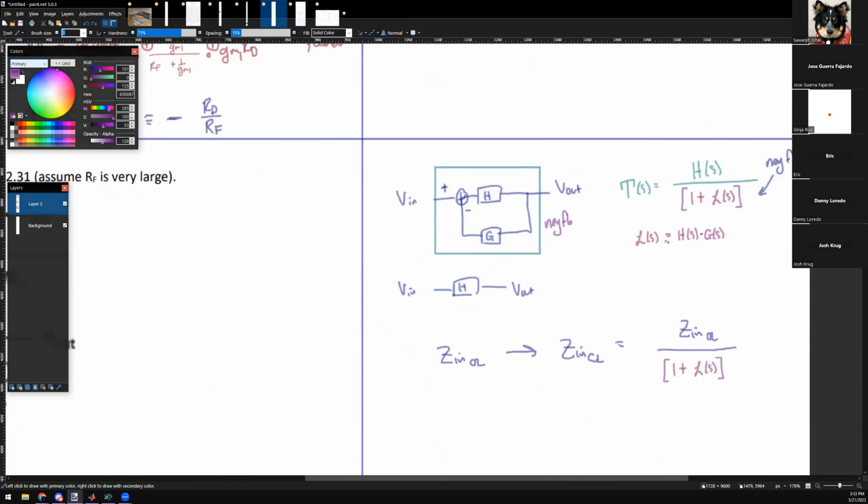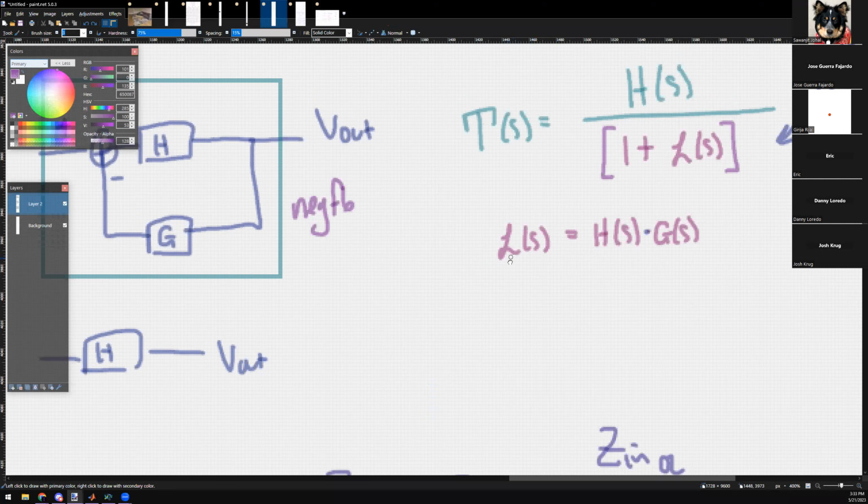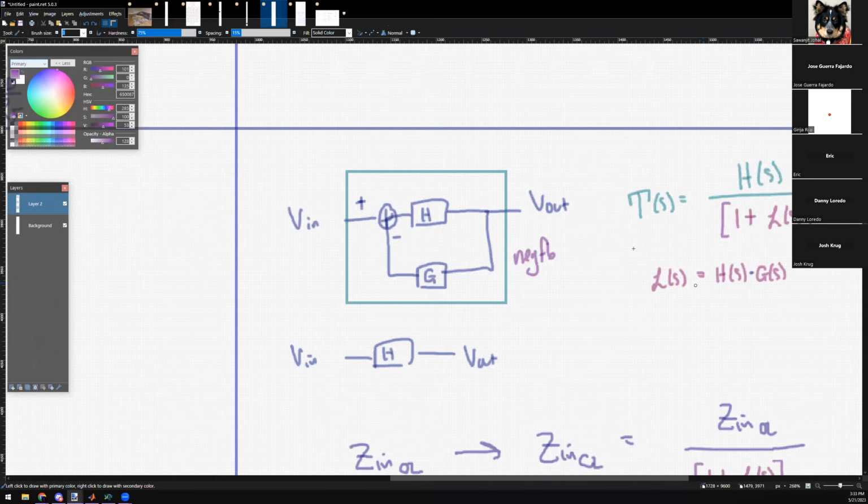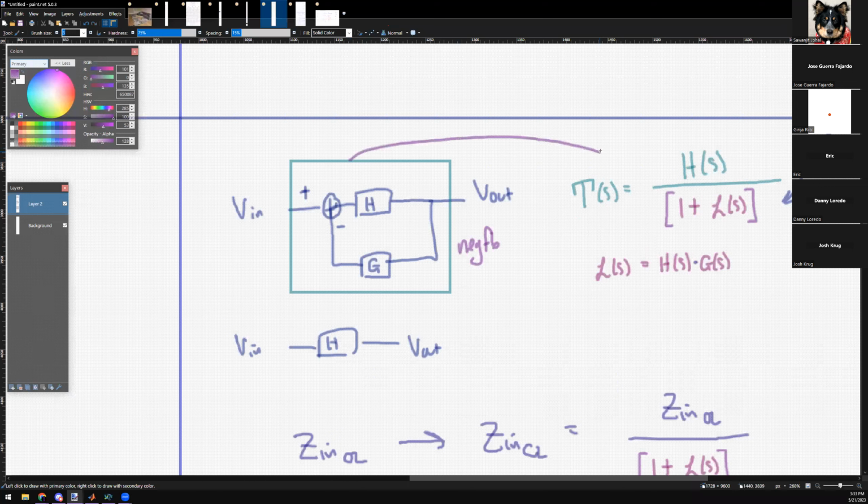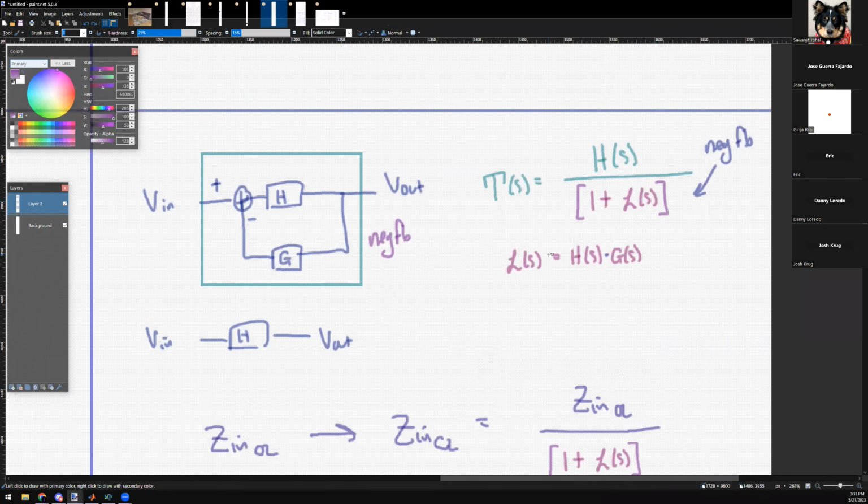Okay. You see this definition of L of S? First off, the solution to this block is this equation. Do you agree? Yes. And what is L of S defined to be? H of S times G of S. It's H times G, right? It's whatever is inside this area multiplied together. Agreed? Yeah. Assuming the outside has this, yes, plus and minus.